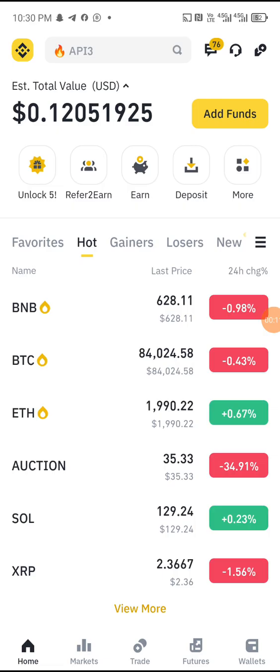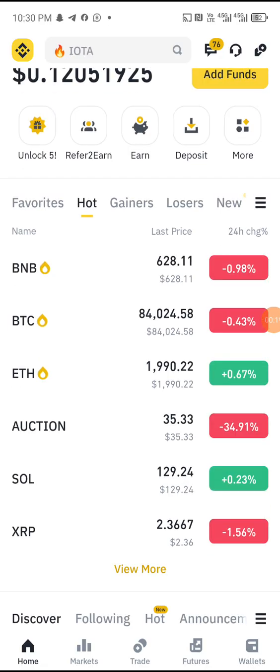Today we'll be looking at how you can find trading signals on Binance and also buy it to make a profit from it. So how do we go about this?